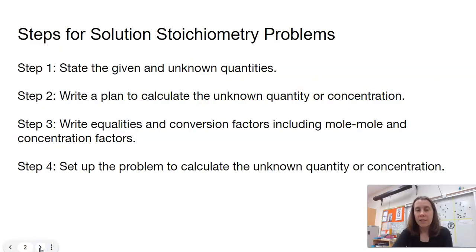All right, so these steps are going to look just like they have for the other stoichiometry problems that we've done. So first, figure out what you were given and what you're trying to find. Make a plan, all right? Figure out what conversion factors or equalities you're going to need in order to get from one thing to another. And this will always include a mole-to-mole ratio, which is from the coefficients from your balanced equation. And then you'll set up the problem and calculate what you're looking for.